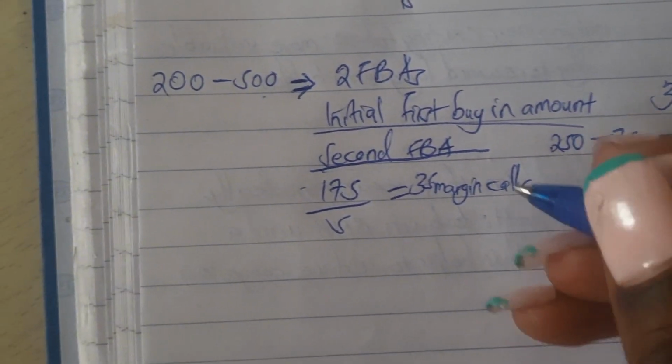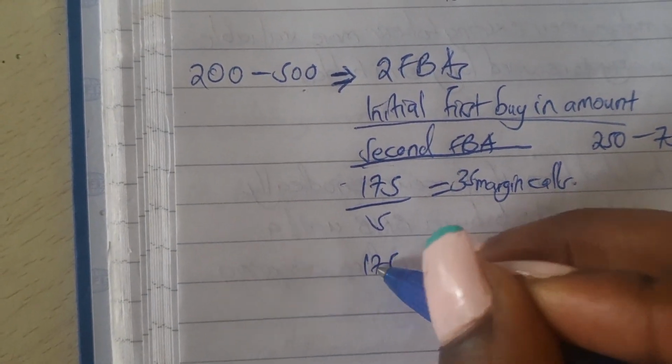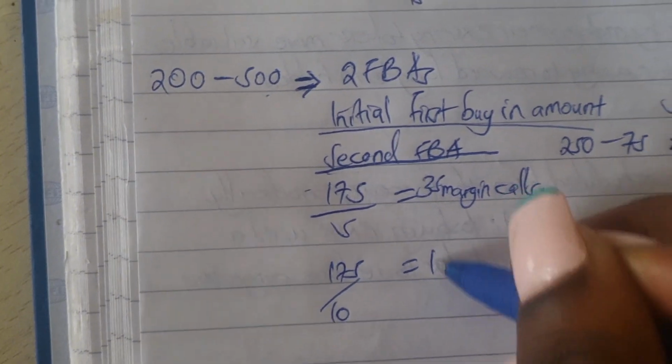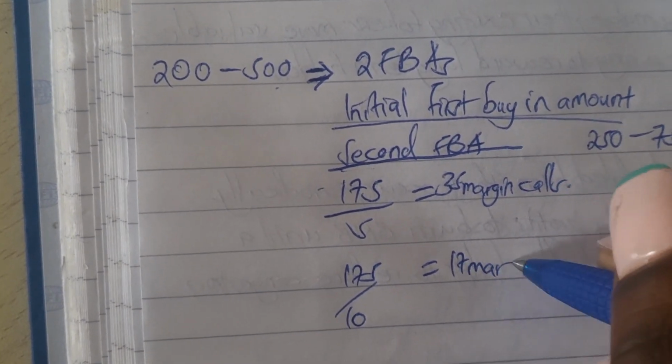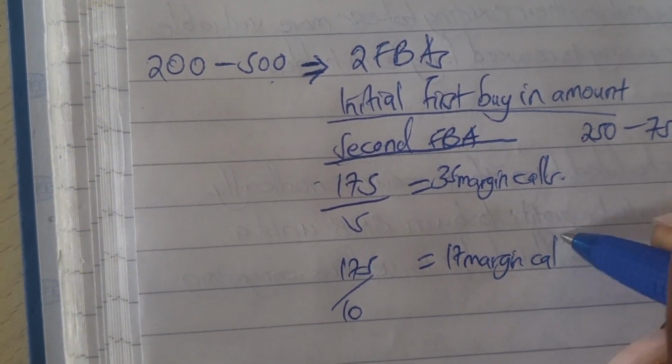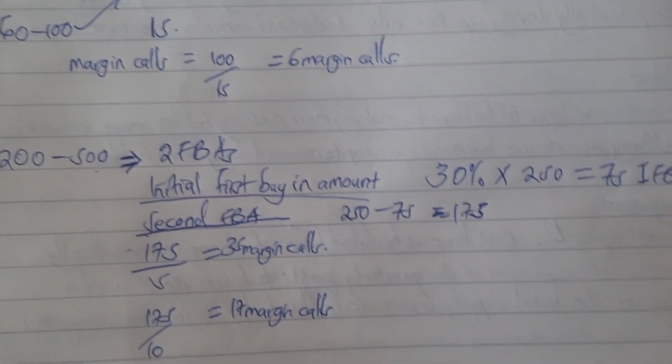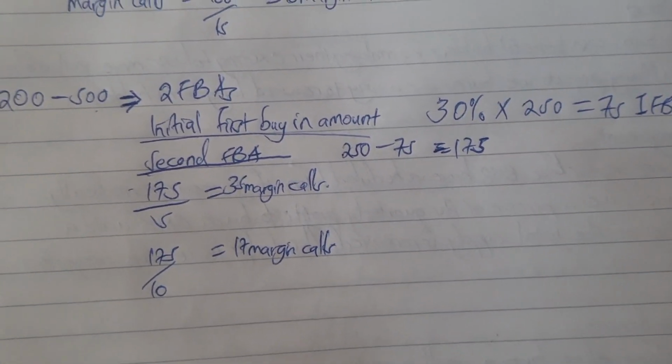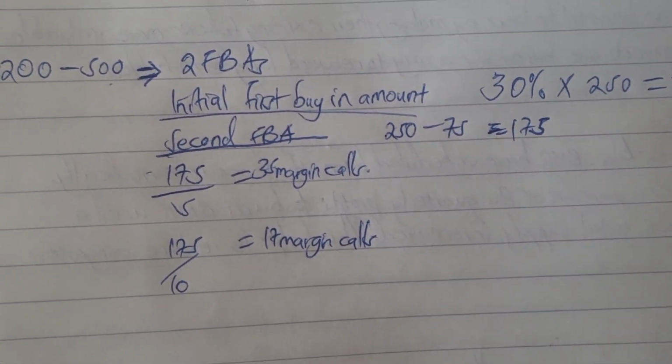So in case I'm using a first buying amount of 10, which is 175 by 10, here we have 17 margin calls. I know you're saying, why is she rejecting the points? We don't have a half margin call. There is no way you're going to buy half a margin call.